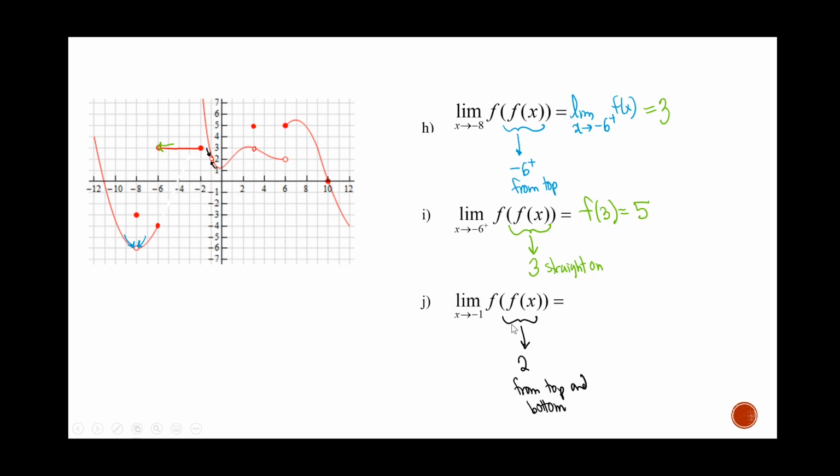One more. As x goes to -1, the inner function is going to approach 2. Let's take a look over here. At -1 right here, we're approaching this 2 from both top and bottom. Because it's not straight on, it's just from top and bottom, we're going to rewrite this limit as x approaches this 2 of the outer function now. When you look at that, here we have approaching 2 from both top and bottom again, and it looks like it's approaching a value of 3.